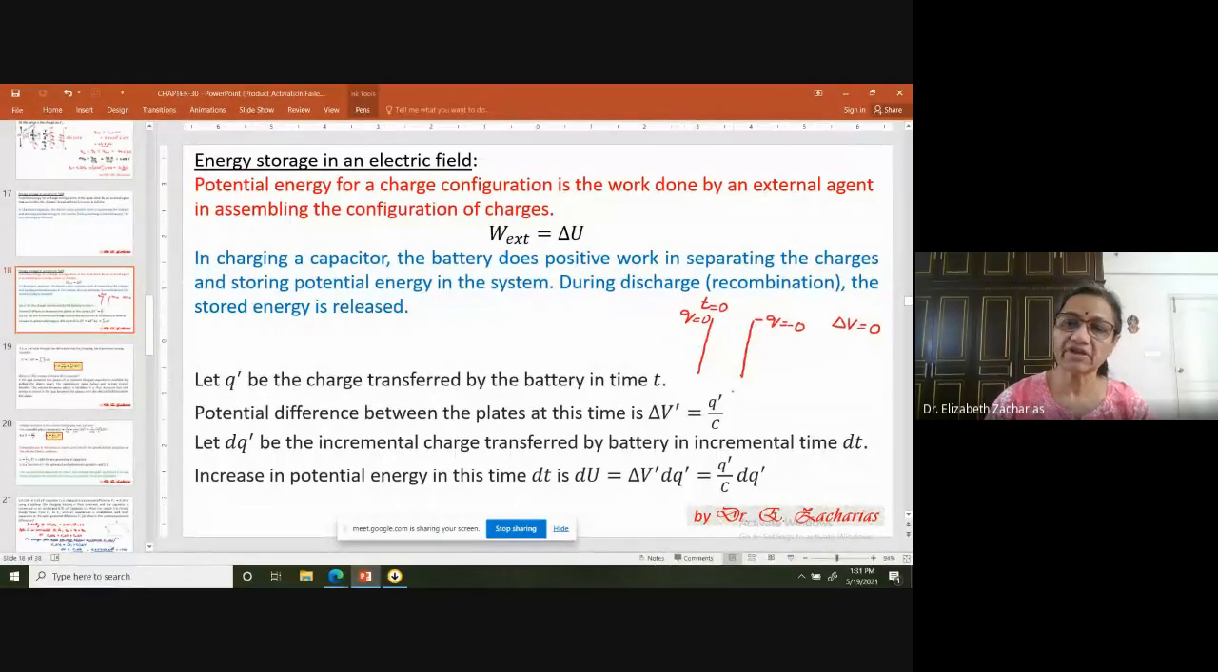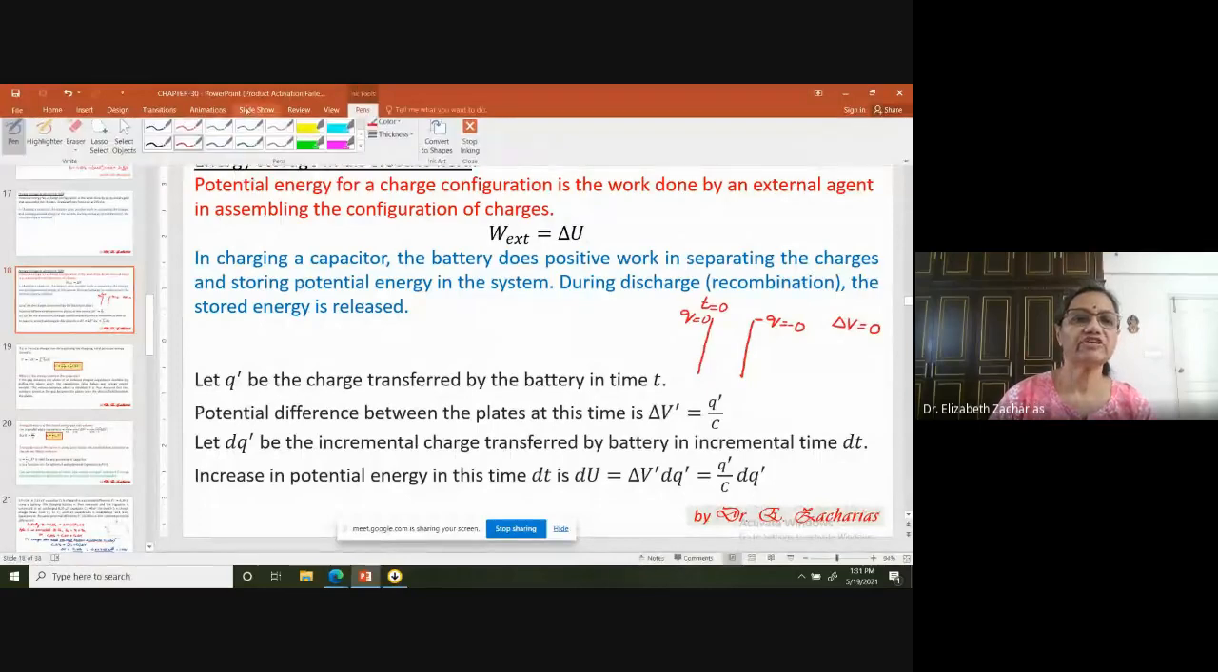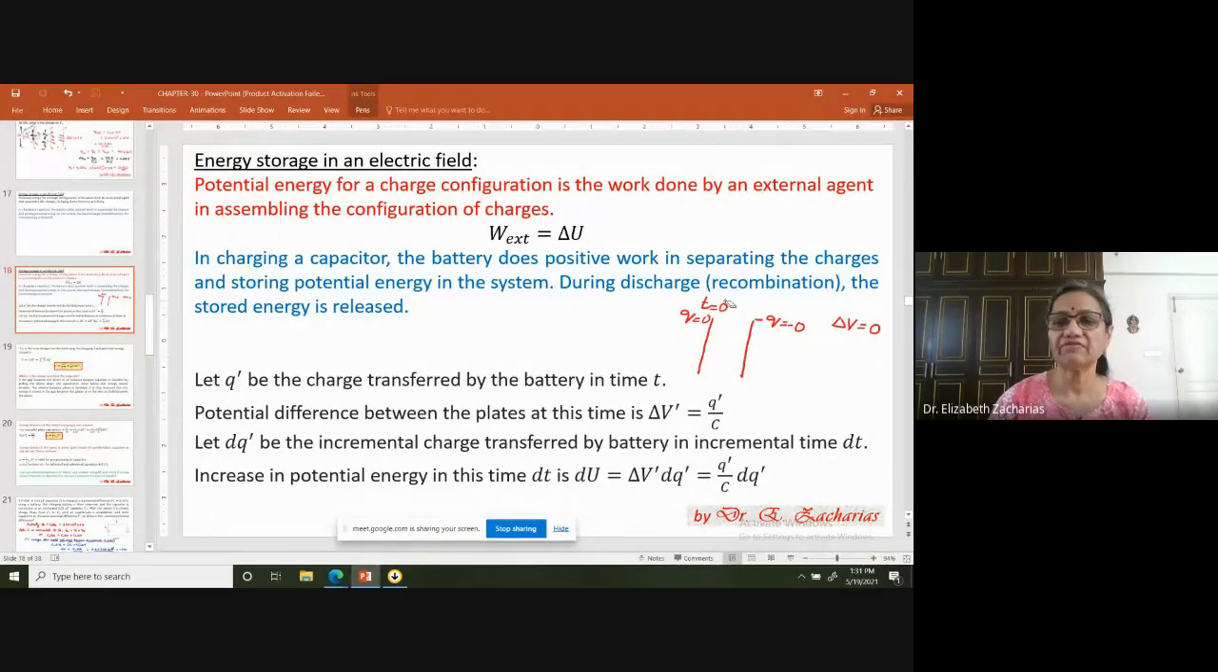You now connect a battery. You start the process of charging. Okay, after you start the process of charging, let us see what is the picture after some time t. So at a time t, you're finding that the charge is no longer 0. The charge on the plates will be equal to some q prime and minus q prime.